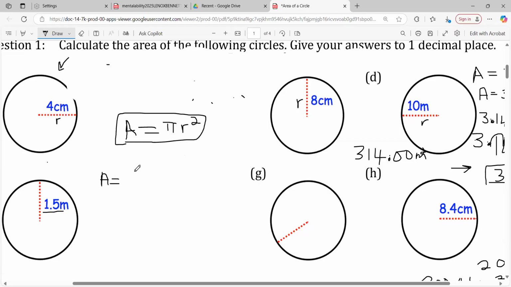All right, we're looking at area. So the area is pi r square. What are we using for pi today? Let me see if everybody is following.